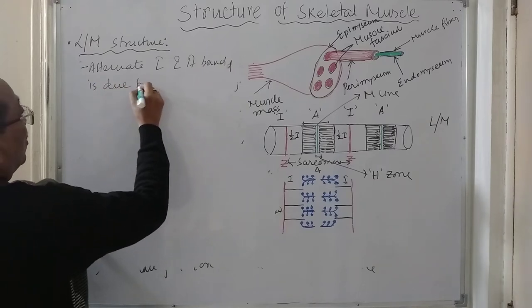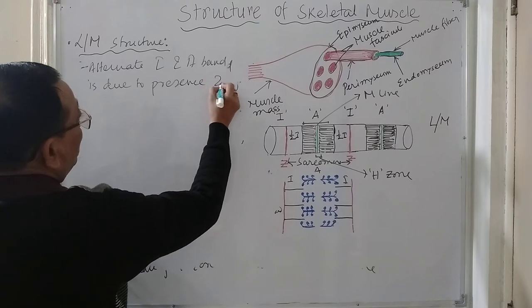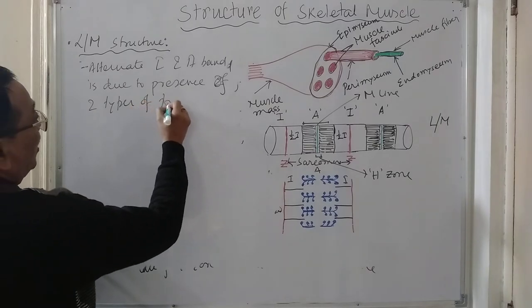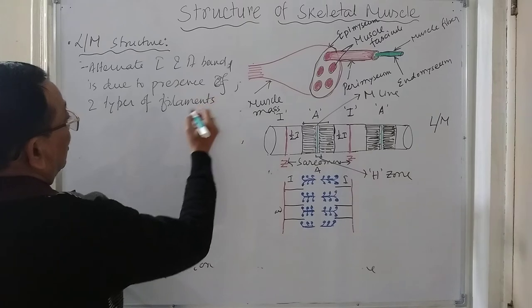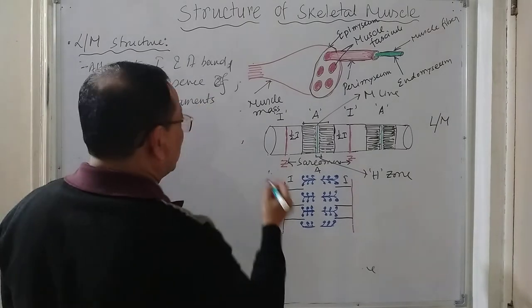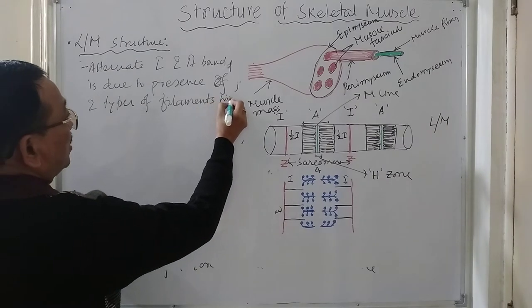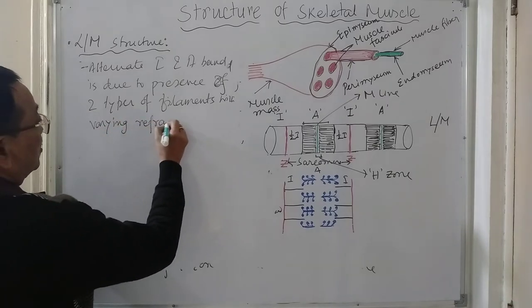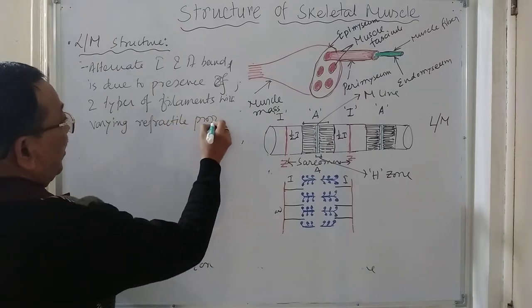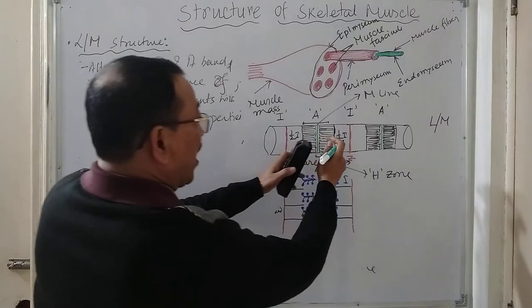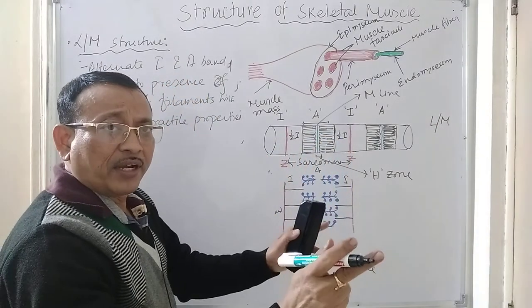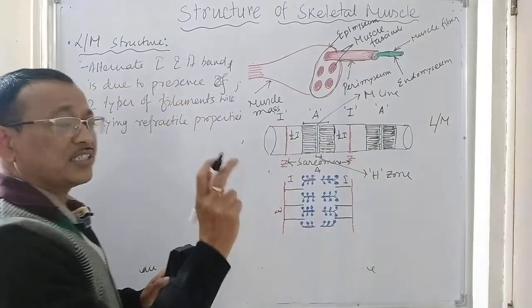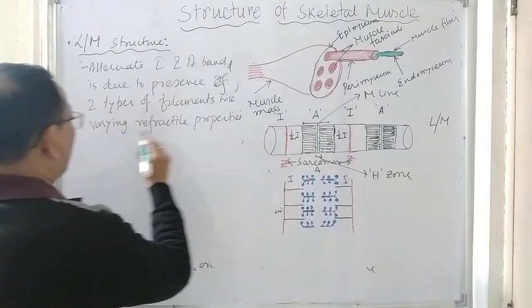is due to the presence of two types of filaments, that are known as myofilaments. Two types of myofilaments with varying refractile properties. That means the A band has highly refractile material and the I band has low refractile material, and these refractile materials are basically the myofilaments. So two types of myofilaments are there.